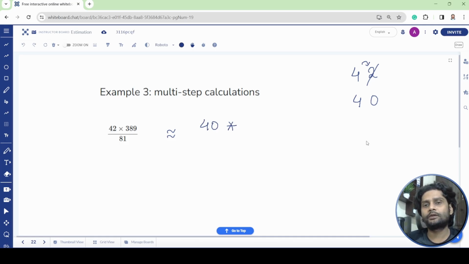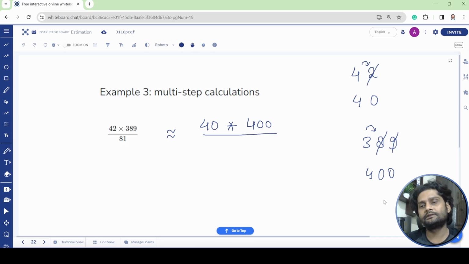The second number we can round. It's 389. So again we need to leave these two numbers. They become 0. And now students, this number next to the target digit is greater than 5. So we add 1 to that number. It becomes 400.